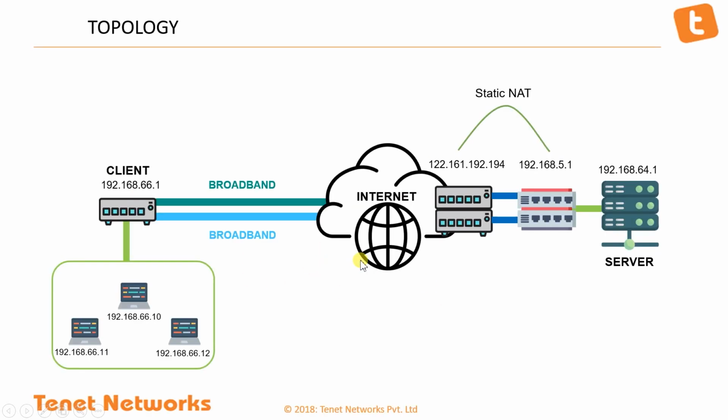So, moving on to the topology, we have two devices set up, one as client and one as server. On the server side, we have the IP of 64.1, and on the client side, we have the local area network of 66.1, as you can see here. So the client is connected to the internet with two broadband connections, and the server is connected to the internet with one broadband connection. And we have a public IP on the server side.